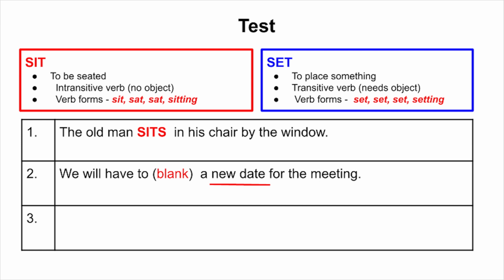Therefore, the verb required would be a transitive verb. Set is the transitive verb, so our answer would be, we will have to set a new date for the meeting.